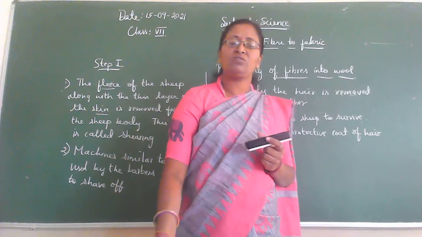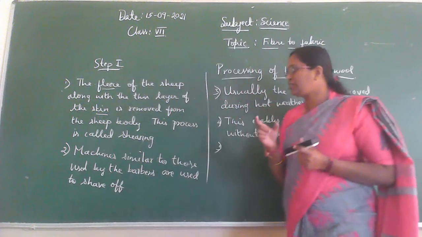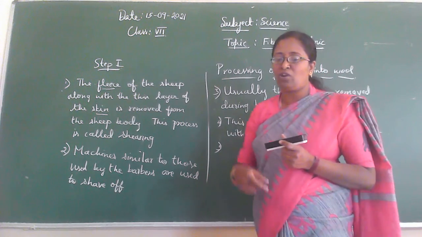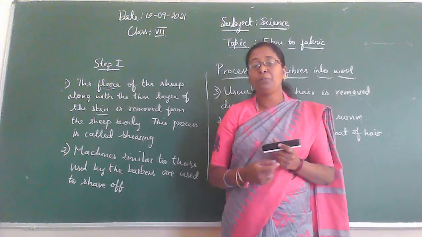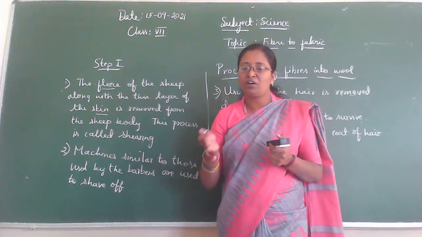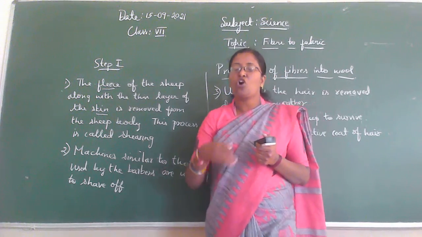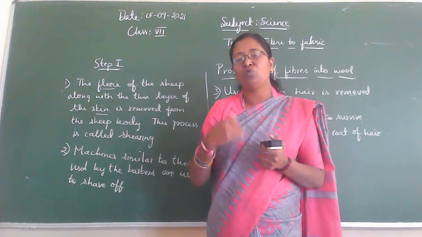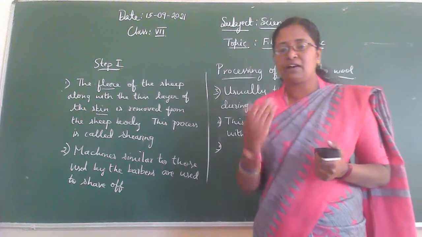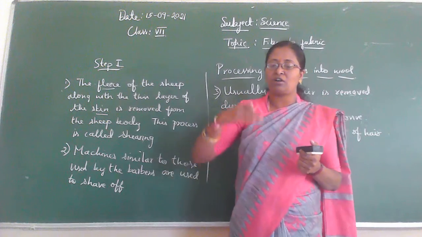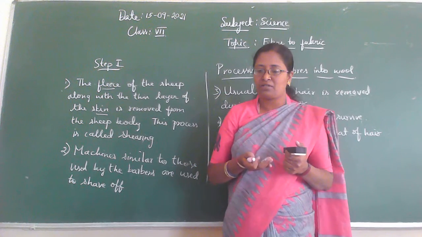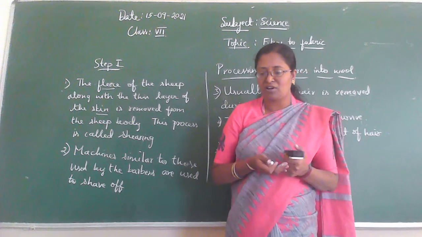So, children, what does the hair provide? First of all, the hair of the sheep provides woolen fibers. Woolen fibers are then processed and converted into woolen yarn.